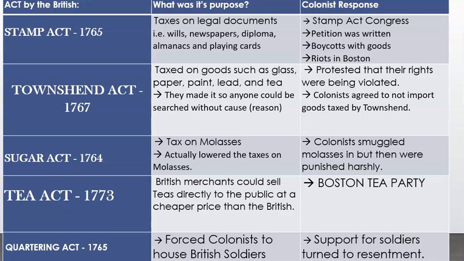Basically, what you see here with the Tea Act is that it's rules on the availability and the pricing of tea, and the colonists are not happy about this. Tea is such a big deal to them. It's like, well, if you can tax tea, you can tax anything.